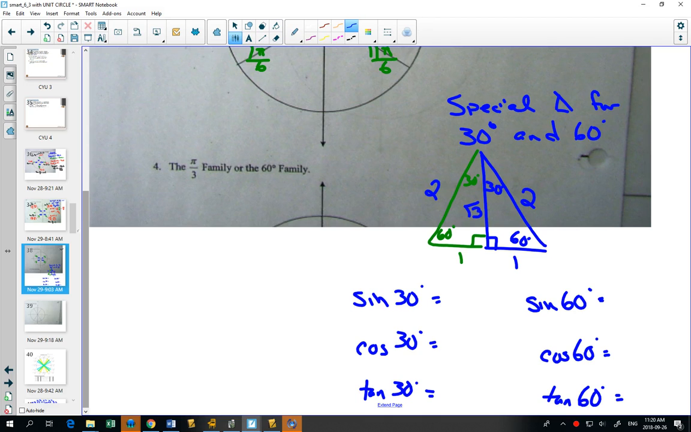Looking at our 30-degree angle, sine is opposite over hypotenuse, 1 over 2. Cos, adjacent over hypotenuse, square root of 3 over 2. And tan, opposite over adjacent, is 1 over root 3, but we are going to rationalize for now and write it as root 3 over 3.